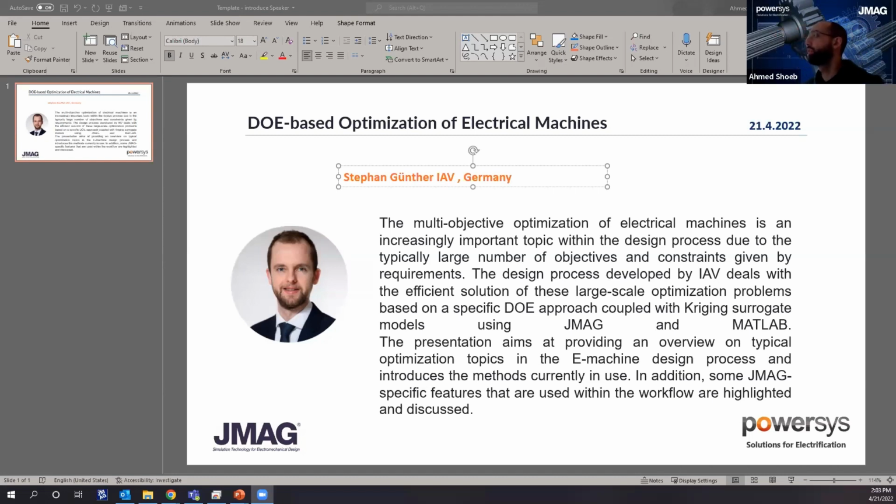Today, our webinar is going to be talking about DOE-based optimization of electrical machines. This is a multi-objective optimization approach, discussing the importance of multi-objective optimization and showing how the people at IAV deal with these types of optimization problems. I will be giving the ball quickly to Dr. Stephan Guenther. He can give a quick introduction about himself, and then we can start the session.